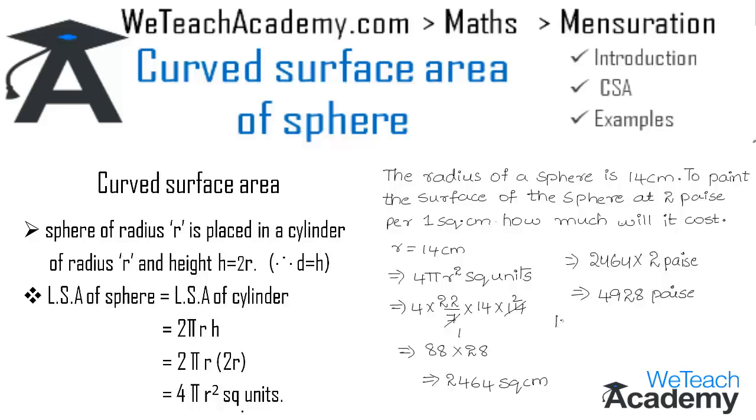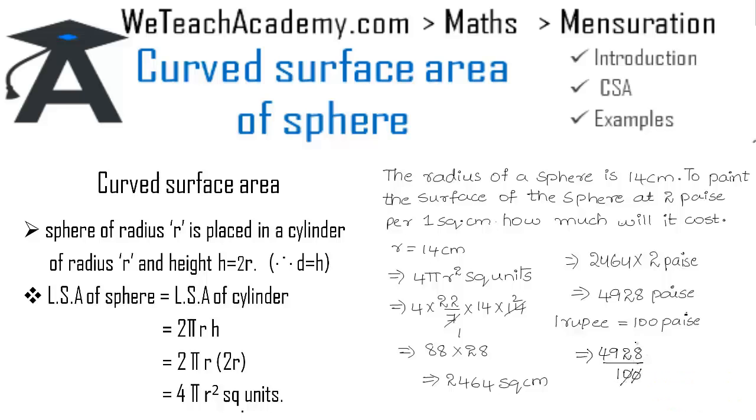We already know that 1 rupee is equal to 100 paise, and in order to convert paise into rupees, just divide the given number by 100. So here we get 4928 divided by 100, and by cancelling 2 zeros in the denominator and placing a decimal point in the numerator, leaving 2 digits from right to left, we get 49 rupees and 28 paise as the cost to paint the surface area of the sphere.